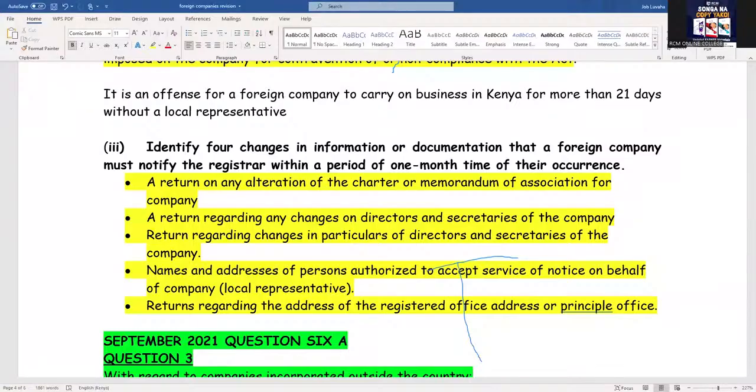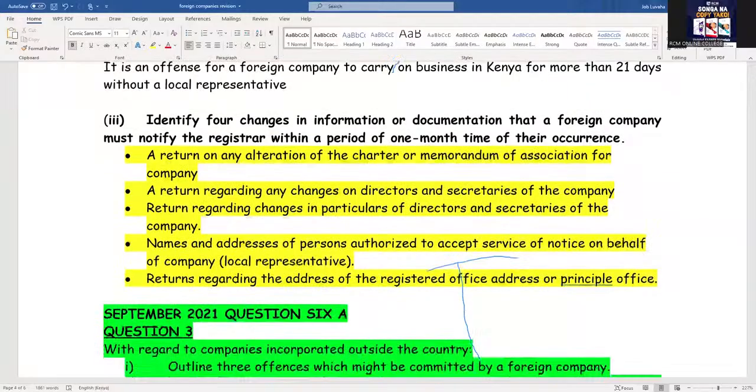If there is a change in the name and the address of the local representative, they have to notify the registrar of companies. If they have changes in their registered office, their principal office for business operations, they also have to inform the registrar of companies.